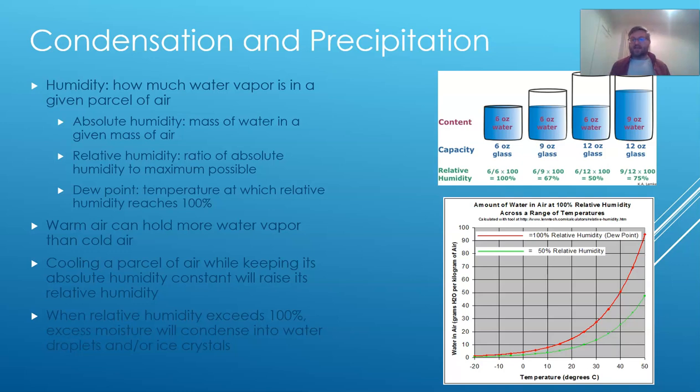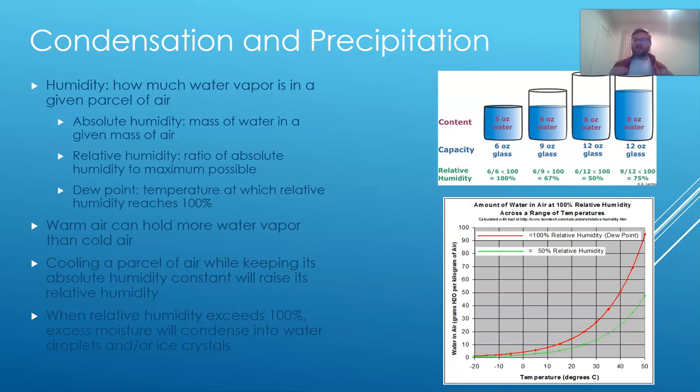So you can see that demonstrated in an analogy of cups of water in the first little diagram there. In the first cup, you've got 6 ounces of water in a 6-ounce glass. That glass is 100% full. So you can think of that as 100% relative humidity, the capacity to hold water vapor and the amount of water vapor that's actually there are equal.